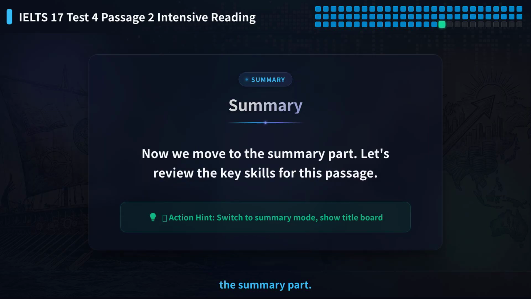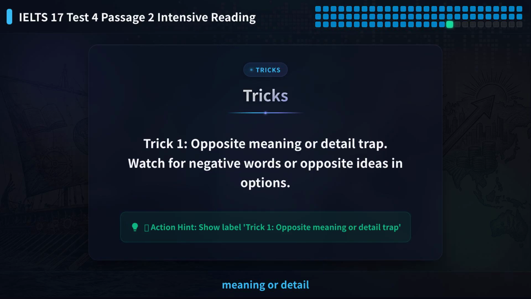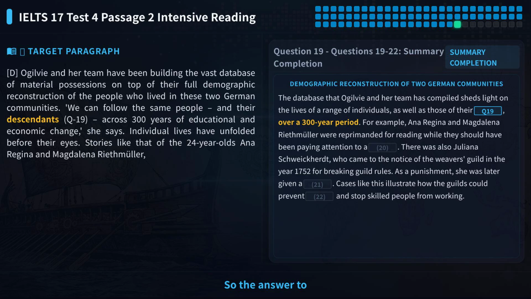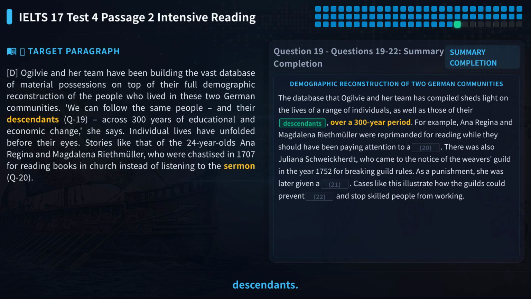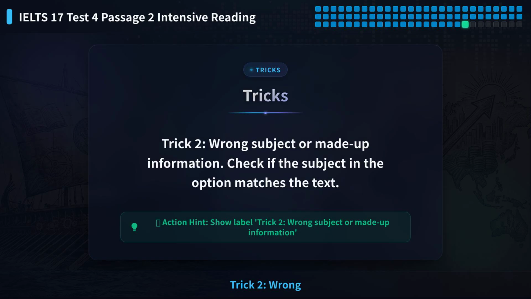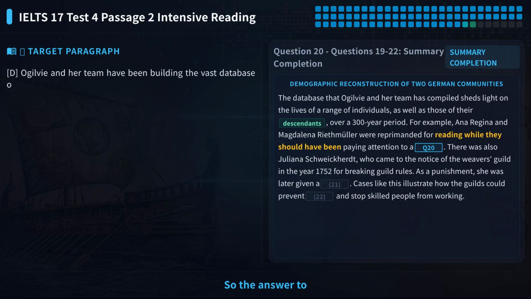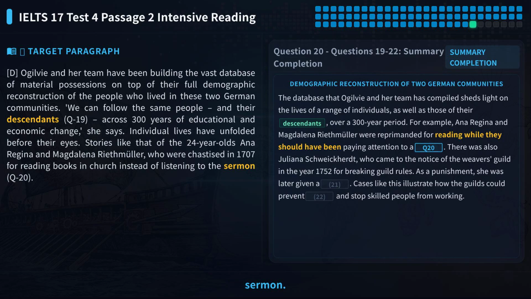Now we move to the summary part. Let's review the key skills for this passage. Trick 1, opposite meaning or detail trap. Watch for negative words or opposite ideas in options. So the answer to question 19 is descendants. Trick 2, wrong subject or made-up information. Check if the subject in the option matches the text. So the answer to question 20 is sermon.